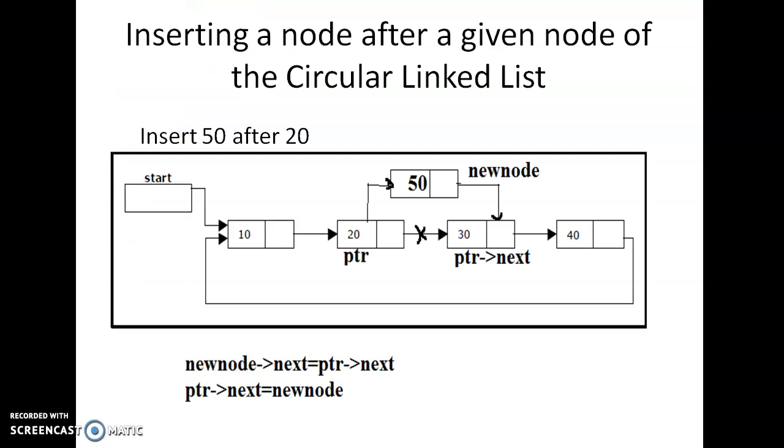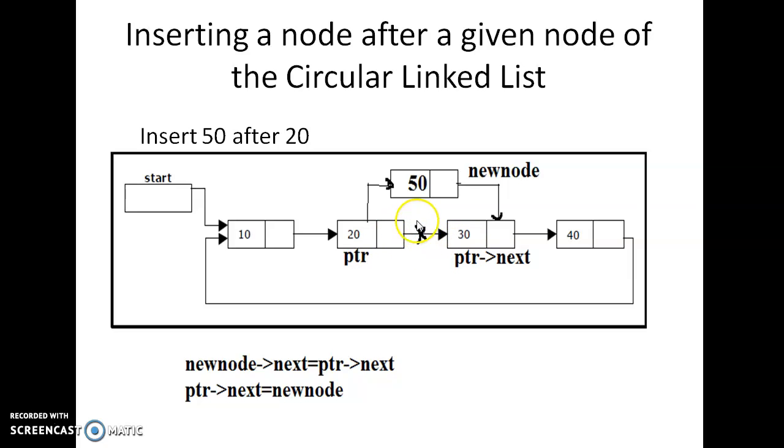Now we will see inserting a node after the given node of the circular linked list. Suppose I want to insert 50 after the 20. So as usual I am starting the pointer at the start. 10 is not equivalent to 20. So PTR is equal to PTR of next. I am coming here. So 20 is equivalent to 20. That is whatever the node that is required, I have found that one. If this is the PTR, this will become the PTR of next.